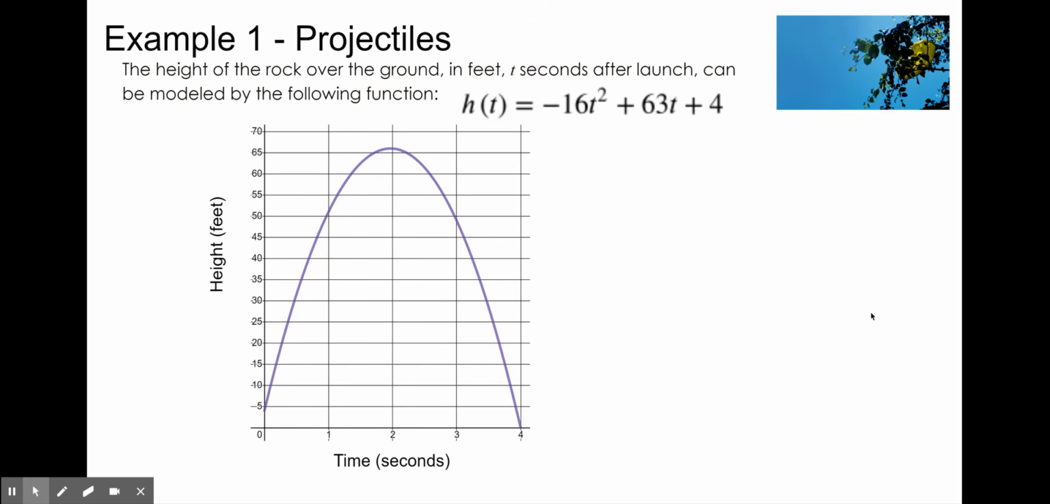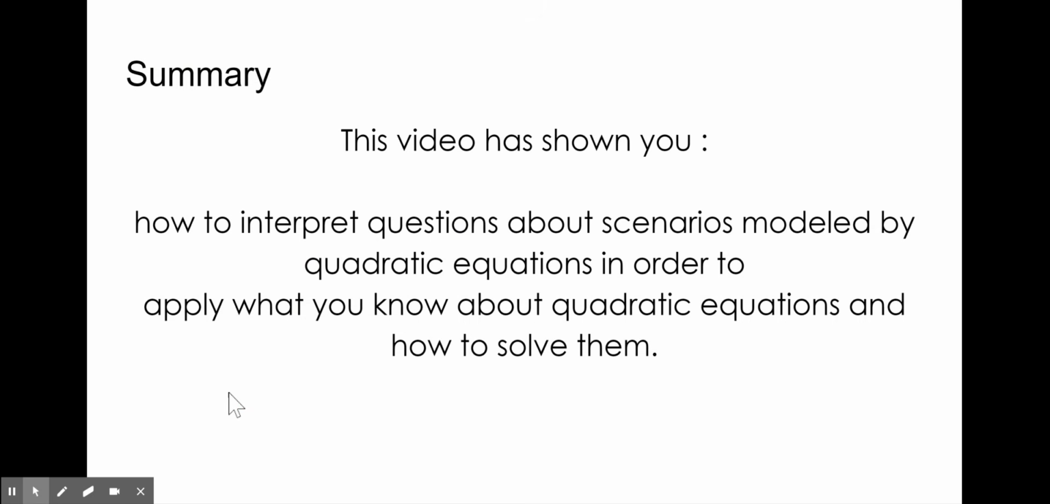We can go back to our graph and double check our answers. And again, we can see that at a time of 2, we have a maximum height slightly over 65, which is 66 feet, and our rock hits the ground after 4 seconds. You can see that the negative 0.0625 would be over here if our parabola was extended. This video has shown you how to interpret questions about scenarios modeled by quadratic equations in order to apply what you know about them and how to solve them.